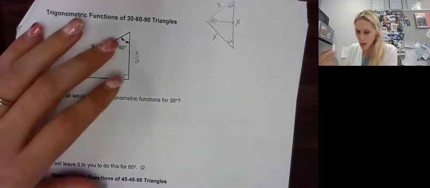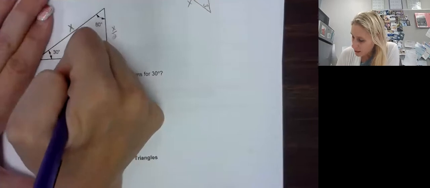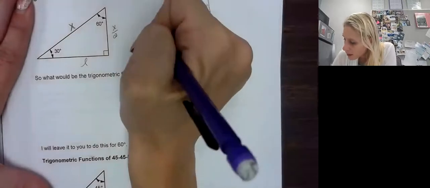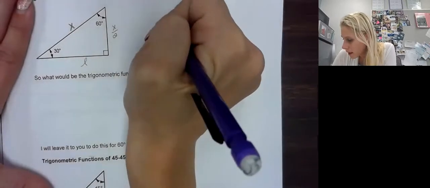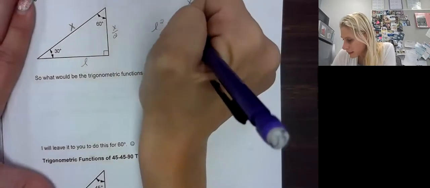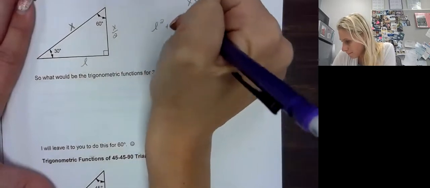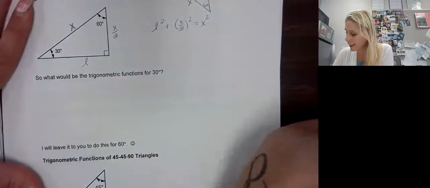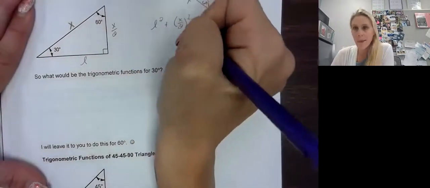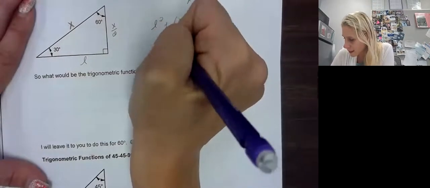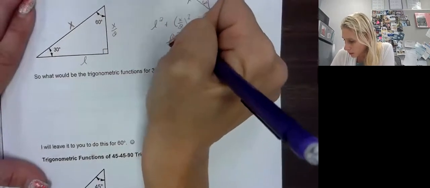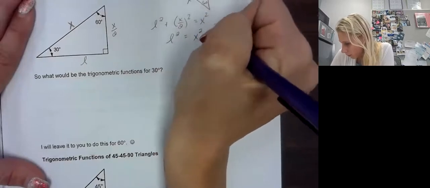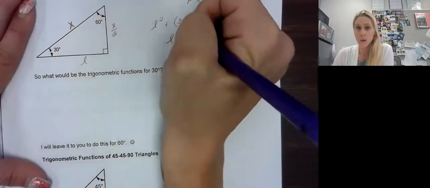So let's do that now. I'm going to label this L, just so I can look at my algebra and I don't have too many variables in it. So I would have L squared plus X over 2 squared equals X squared. Now remember, I'm solving for L right now. So I'm going to square this and move it over. I'm going to do 2 steps at once, guys. So I get L squared equals X squared minus X squared over 4. Again, I just squared that.